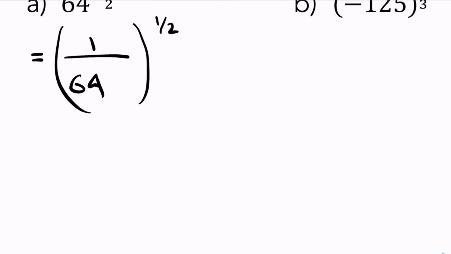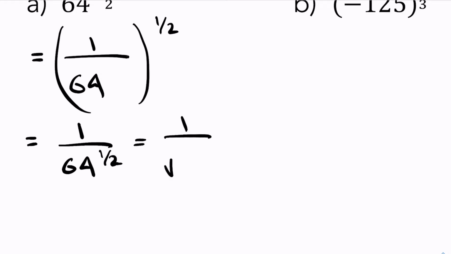Now that 1/2 only applies to the denominator here, because the numerator is not going to do anything. It'll remain as 1. So I'm going to get 1 over 64 to the 1/2. If you recall, that exponent just means the square root of 64. Or if you want to write the 2 right over there, you can do that, but it's assumed to be there. And finally, the square root of 64 is just 8. So my answer in this case will just be 8.